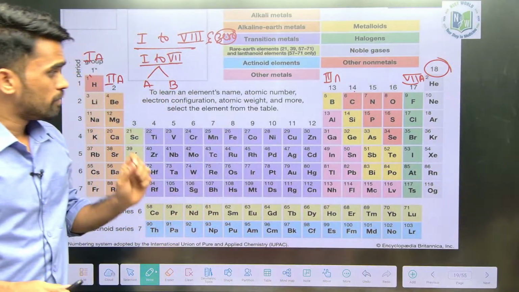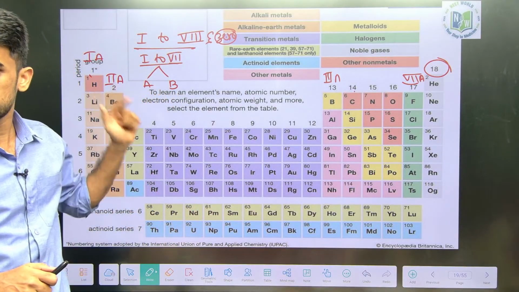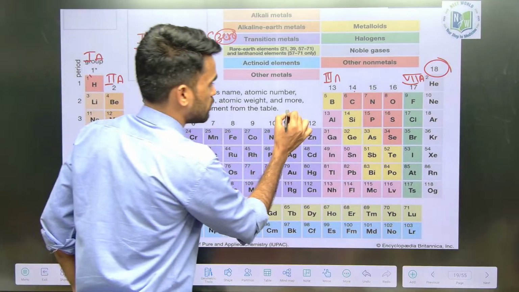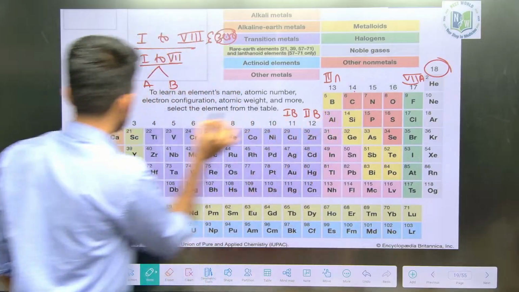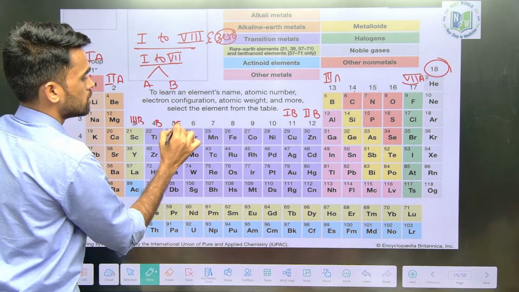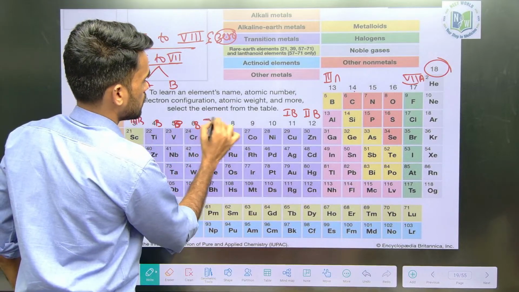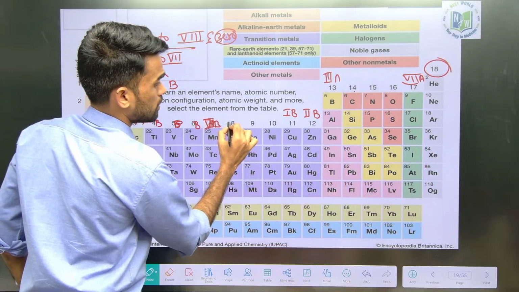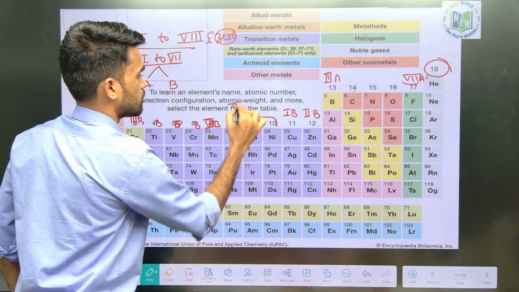Now, when it comes to B classification, 1A is over, so 1B should be there. That 1B comes here with copper. This is 2B. Next 3B, 4B, 5B, 6B, then 7B. Next, as I told you, all these three sets of elements are group 8.